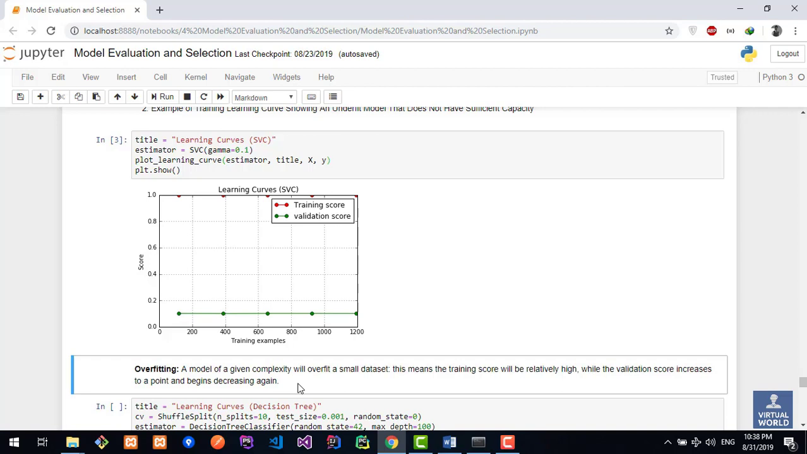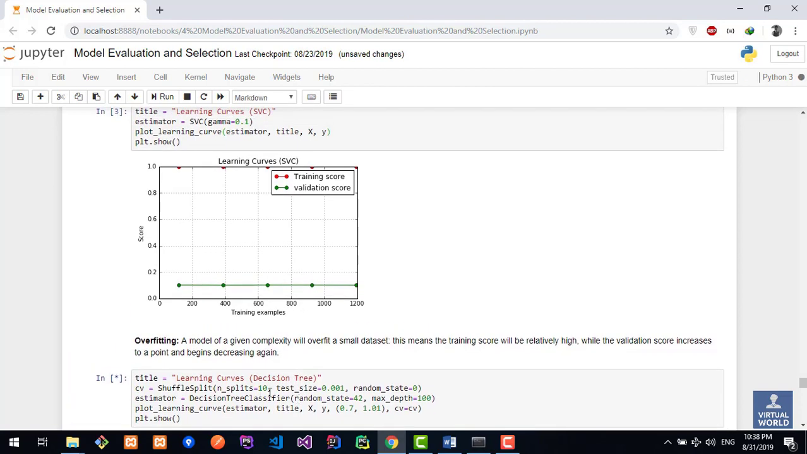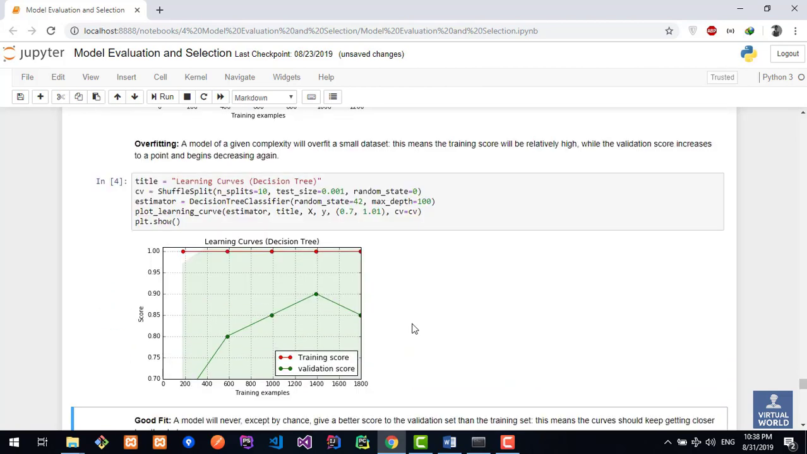This often occurs if the model has more capacity than is required for the problem, and it can also occur if the model is trained for too long. Now let's use a decision tree, which is a more complex model. We will set the max depth parameter to 100 and apply cross validation, but by setting a very small testing set. And let's see what happened now.